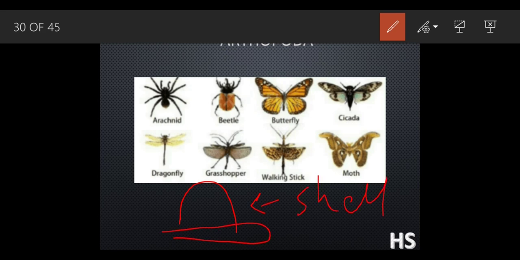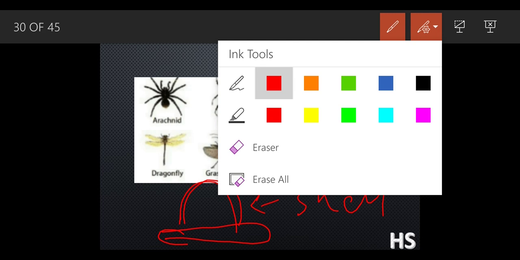Okay, this is the snail, suppose. This is the hard part, which is the shell. What is the function of this shell? The function of this shell is to protect the soft body which is present inside the shell. Okay, and this shell helps to give protection, and it acts as a weapon also.